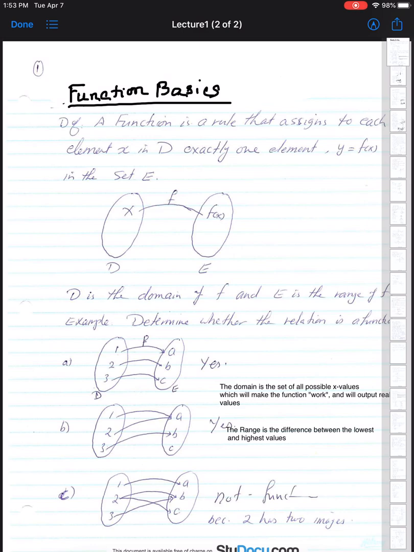So I'll be starting off with the function basics, and as we move forward we'll be going into more advanced stuff like derivatives, application of it, integral, limits. But before we get started on those, I should go over the function basics because this is the most fundamental thing that you should know. So I'll just quickly review it.